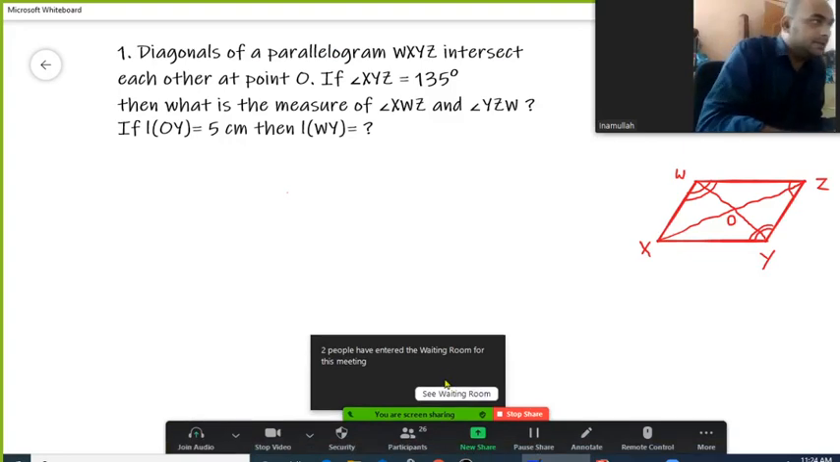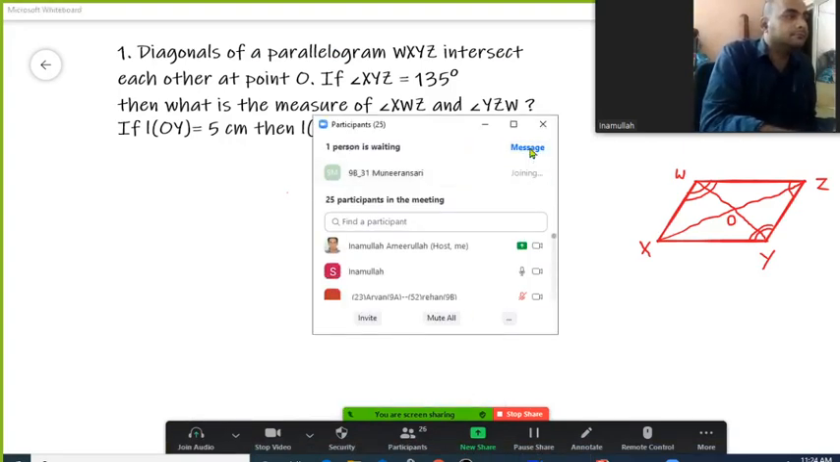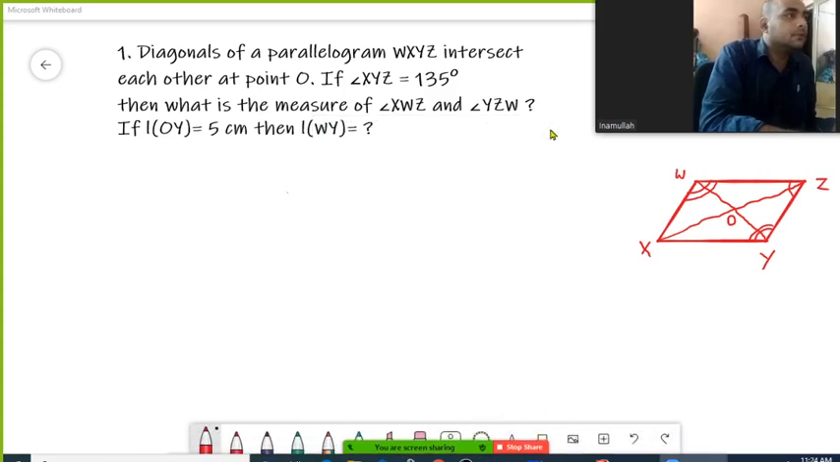This is question number 1 from exercise number 5.1. Question says diagonals of a parallelogram WXYZ intersect each other at point O. If angle XYZ is of 135 degree, then what is the measure of angle XWZ?